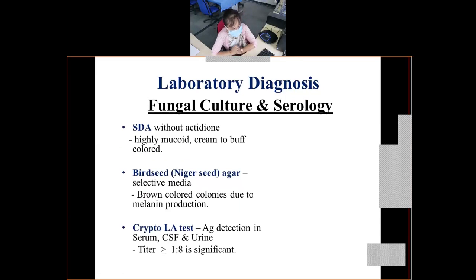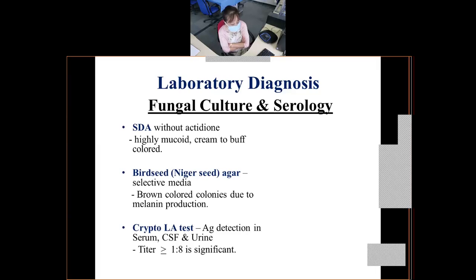Then again, we can go for culture. Here we can use Sabouraud dextrose agar. When you look at the colonies of Candida and Cryptococcus, it's very difficult to differentiate them because they look almost the same. So we have a selective media which we call birdseed agar. This is used if you want to isolate the fungus from the environment, because this particular fungus is also present in the environment. You have to use a selective media. You don't use it on a sterile sample.